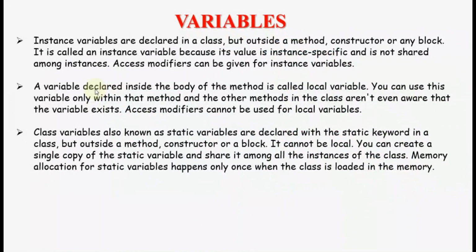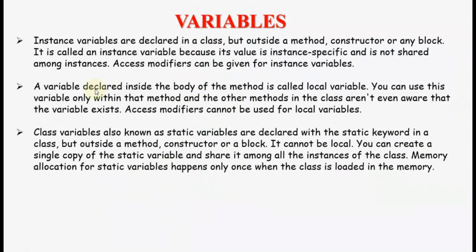Instance variables are declared in the class, but outside any method, constructor, or block. So when a variable is declared in the class, but outside a method or a constructor, we call them instance variables. When the variables are declared inside the body of a method, we call them local variables. Static variables are declared with the static keyword in the class. This we are going to clarify as we move further.